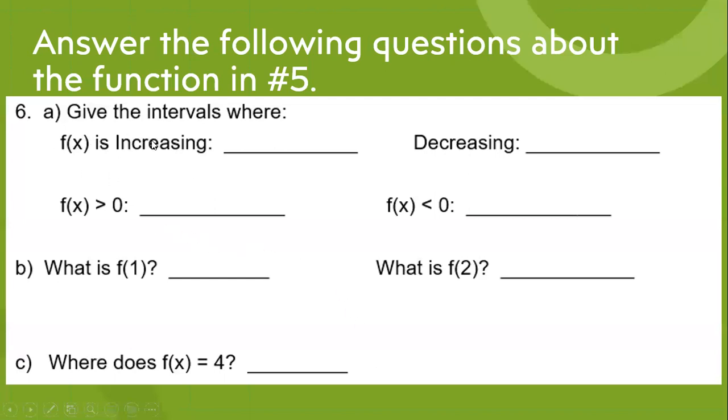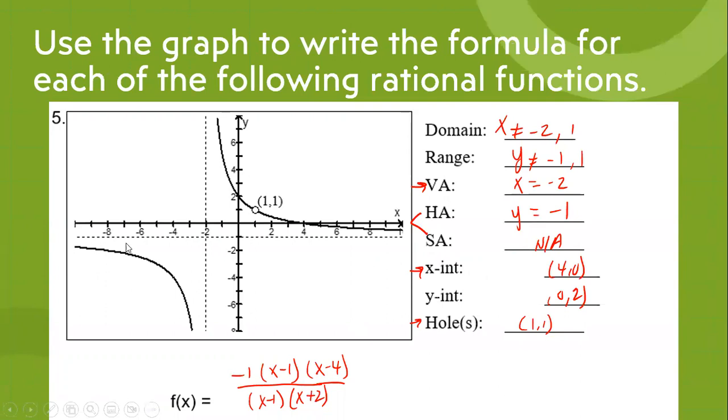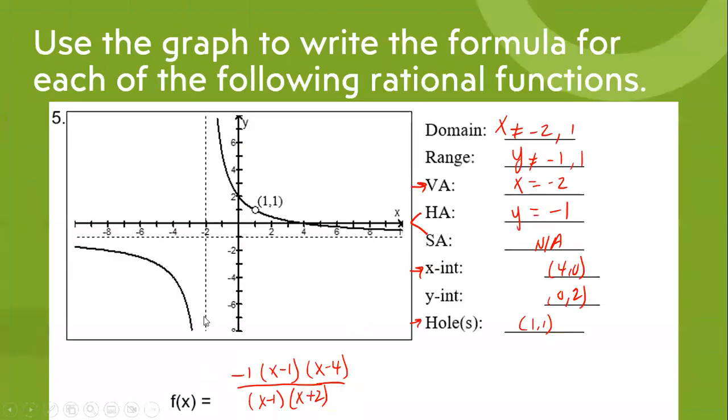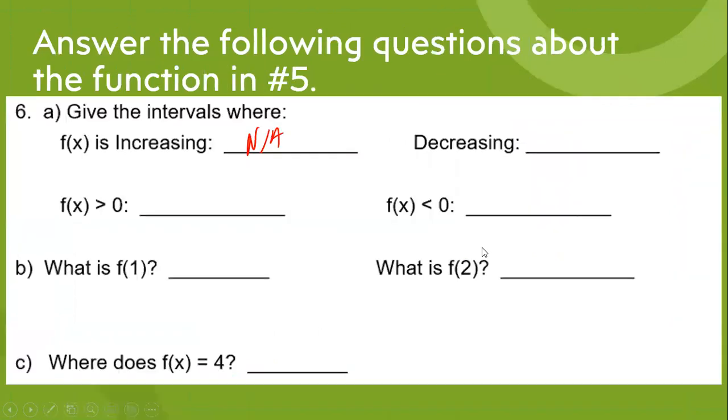So if it says, given the interval where f of x is increasing, well, if I'm looking for where f of x is increasing, I'm looking, as I read the graph from left to right, at what point is my graph going up? And the answer is, in this case, never. Does not apply here, right? And then it says, when is your graph decreasing? Well, it's decreasing from negative infinity all the way to -2, then -2 till infinity. If you want to be precise, you could write -2 to 1, then 1 to infinity, but I'm not going to be that picky. So we decrease from negative infinity to -2, and we also decrease from -2 to infinity.